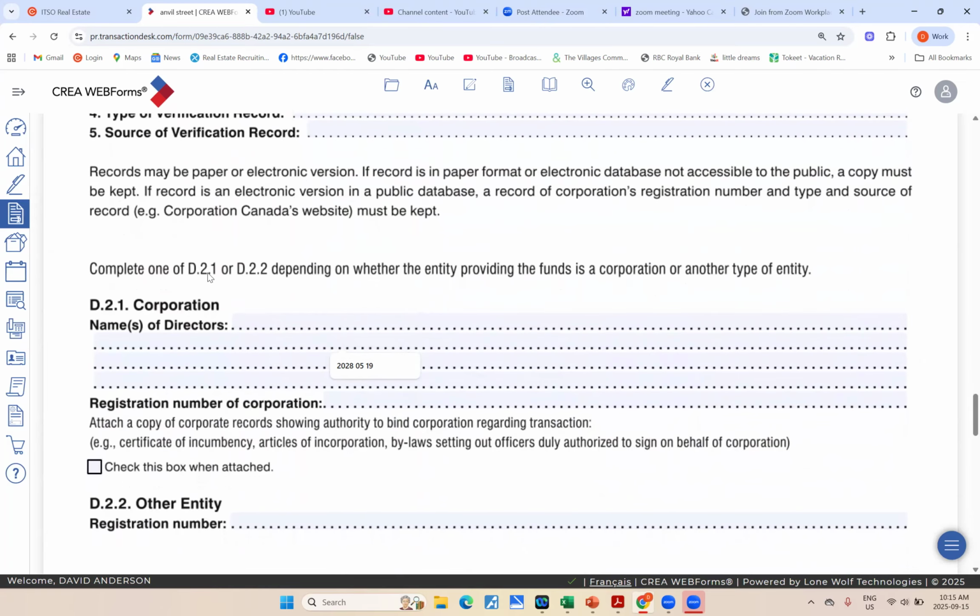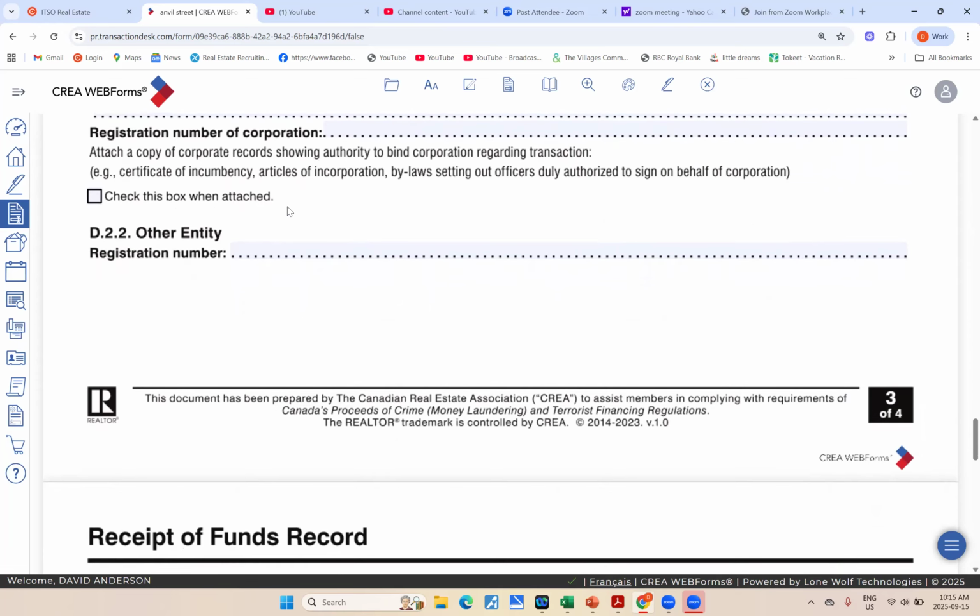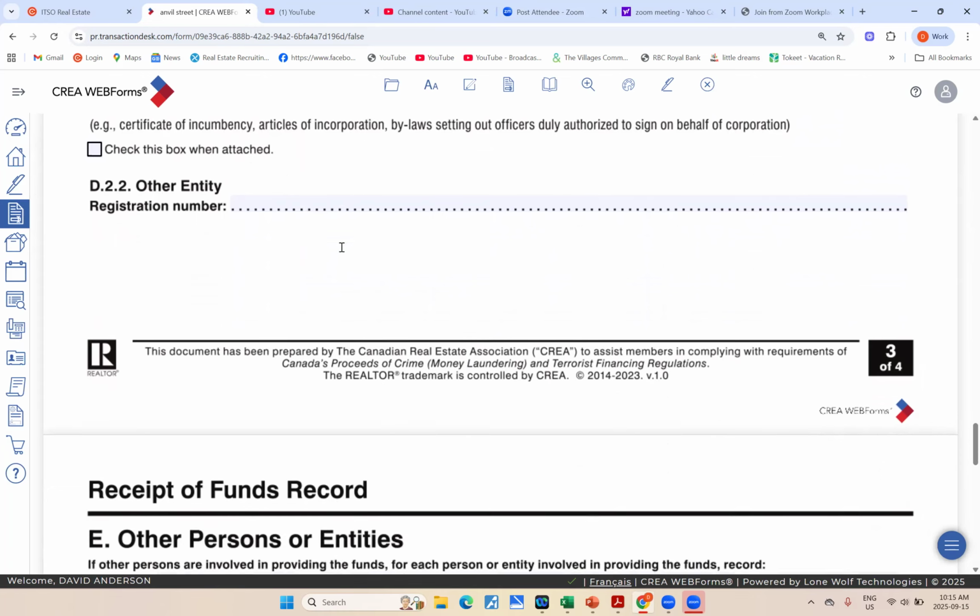Complete one of D2.1 or D2.2, depending on whether the entity providing the funds is a corporation or another type of entity. So if it's a corporation, we need the names of the directors put in here, and each director goes in. And then the registration number of the corporation, and attach a copy of the corporate record showing authority to bind the corporation regarding the transaction. So we're looking for the articles. You can attach those and then check this box when attached. If it's another entity, then you put it in here. It could be a not-for-profit or something like that.